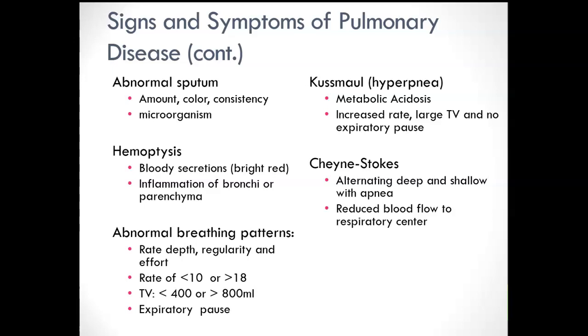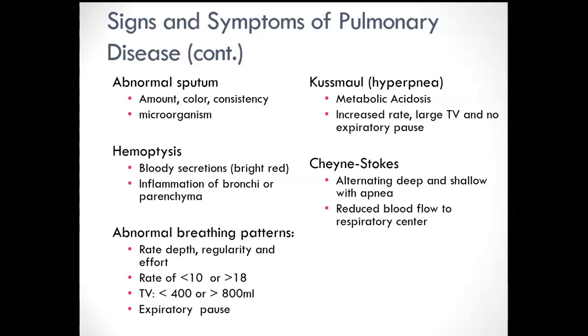So how do we know somebody has pulmonary disease? I mean, what brings somebody in for asthma or other things? It's these things that we see, right? Abnormal sputum, hemoptysis, which is bloody secretion, so they cough, and what they cough has blood in it. Abnormal breathing patterns, so a low respiratory rate or high respiratory rate, or increased respiratory effort. My kids had asthma, and I could hear them wheezing, and I could see them wanting to sit up, lean forward. It's hard for them to breathe.